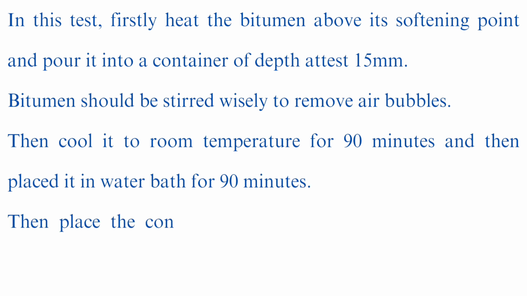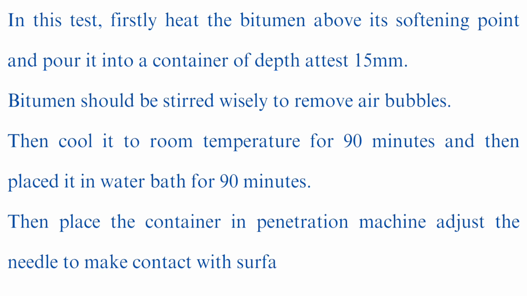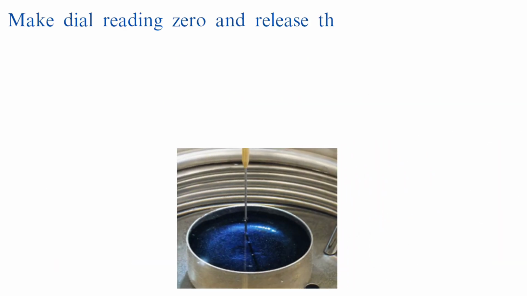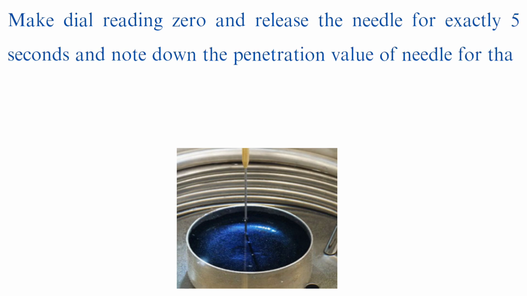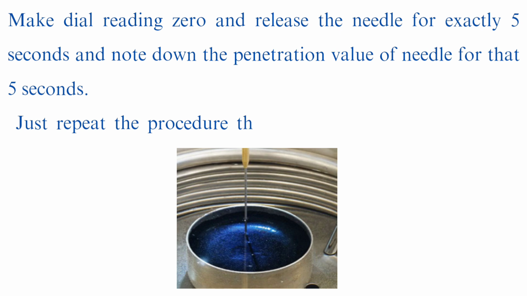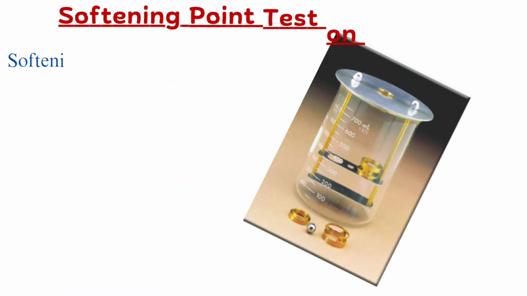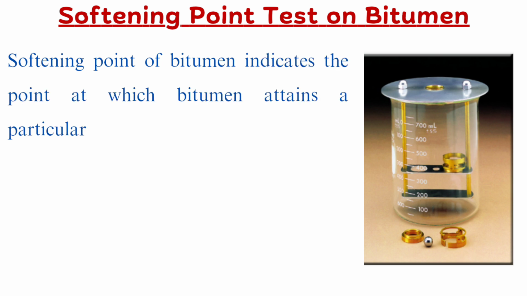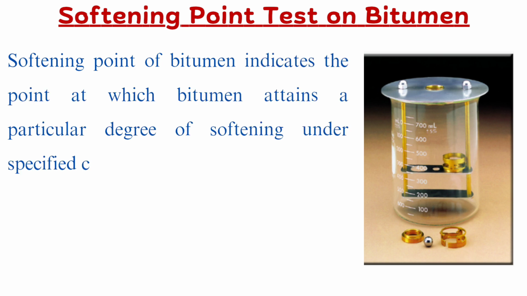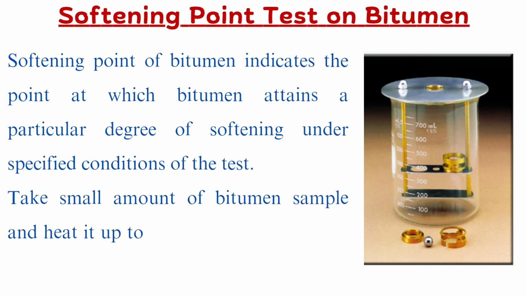Penetration test on bitumen. The penetration value of bitumen is measured by distance in tenths of mm that a standard needle would penetrate vertically into bitumen sample under standard conditions of test. By this test we can determine the hardness or softness value of bitumen. In this test, first heat the bitumen above its softening point and pour it into a container of depth at least 15 mm. Bitumen should be stirred wisely to remove air bubbles. Then cool it to room temperature for 90 minutes and then place it in water bath for 90 minutes.